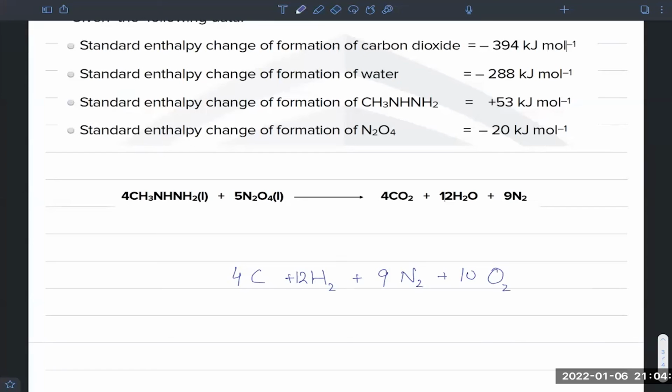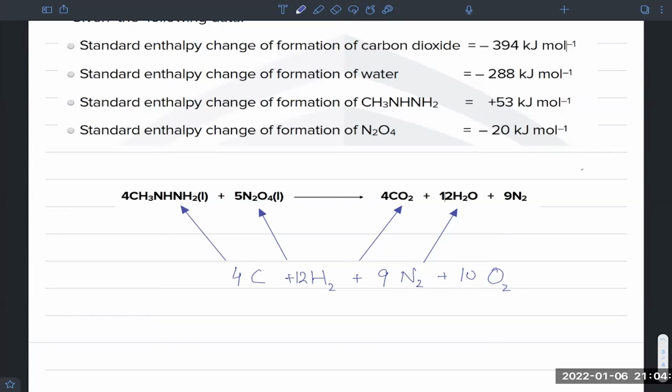And because I'm using a formation cycle, I will start from the elements. To make carbon dioxide, I will make water, and nitrogen. I don't need to draw an arrow because it's an element itself. Similarly, I need to put the arrow for N2O4 formation. I need to put the arrow for this thing's formation, whatever this is. All right, so there you go, 4 arrows.